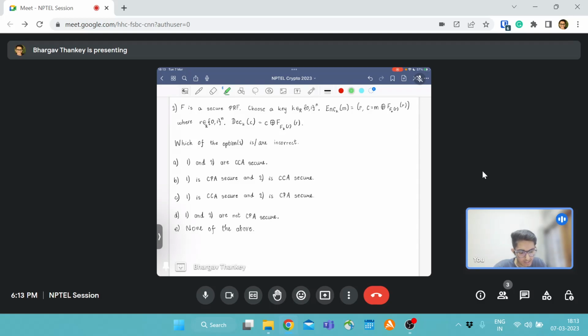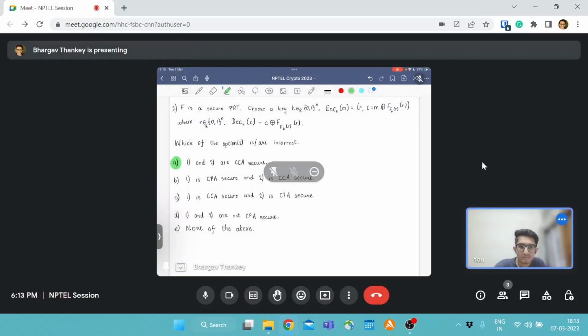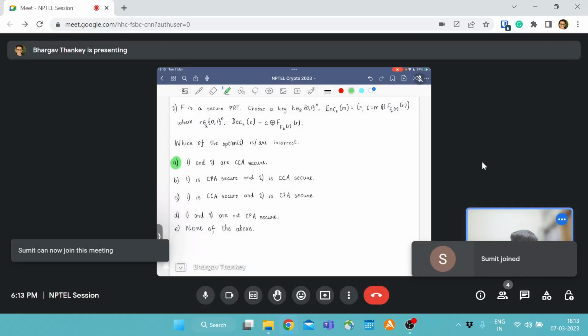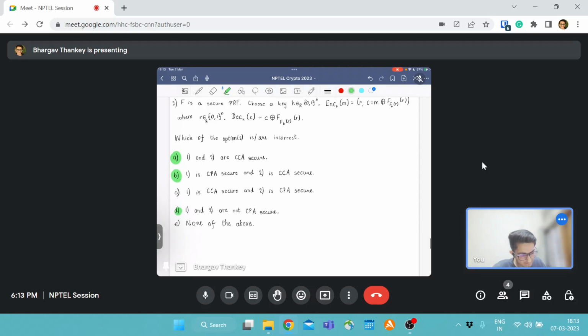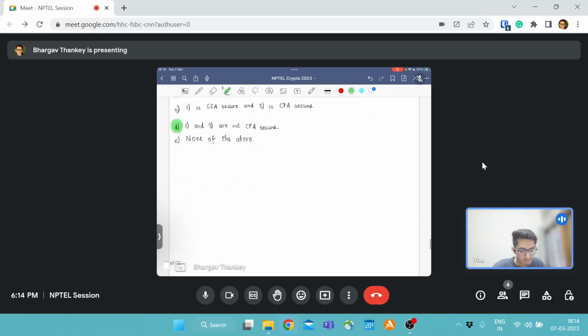Okay, so the correct answer is that A is incorrect. B is also incorrect, and D is also incorrect. So three options are incorrect. Let's see one by one why all of these are incorrect. What we'll first show is that both 1 and 2 are CPA secure. Let's see why 1 is CPA secure.